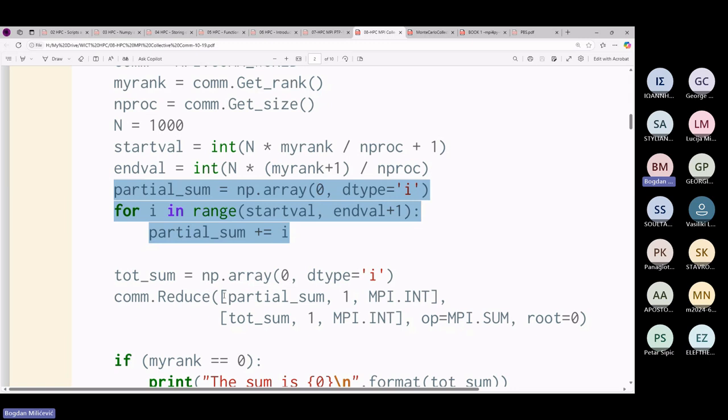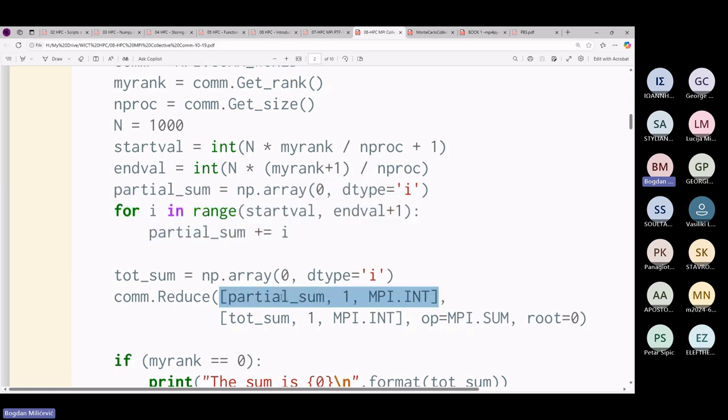So what we have here is what we are sending. We are sending a partial sum that is a single value of type integer. We will have our final result in a total sum. It will be a single value, of MPI integer. Then the operation we are performing, the sum, and who will have the final data. The final total sum will be at the process with rank 0. So this could be anyone from 0 until the number of processes minus 1, but usually it is the 0th process.